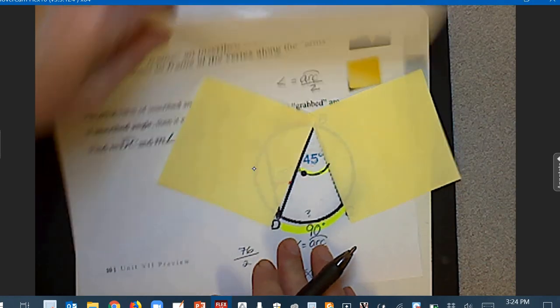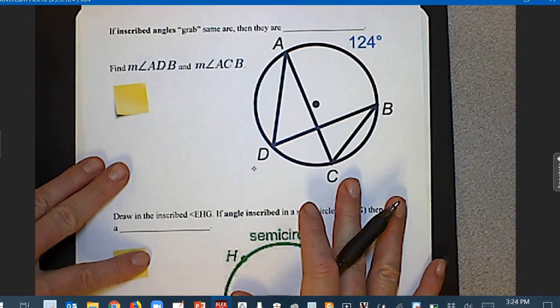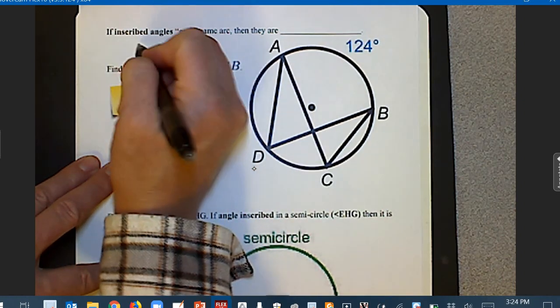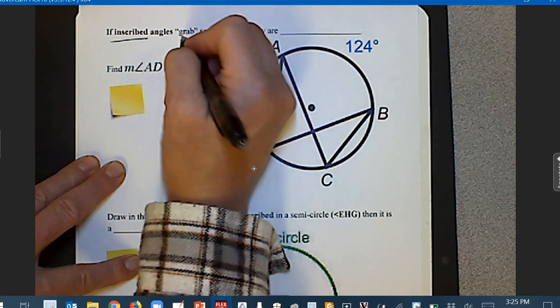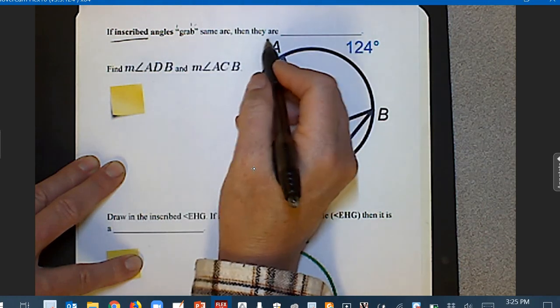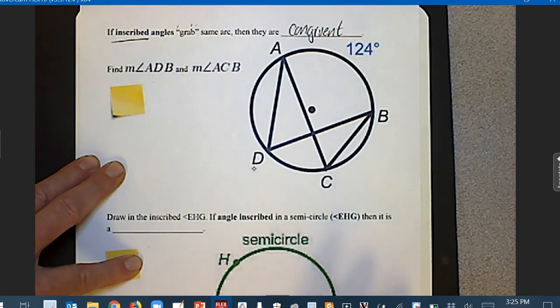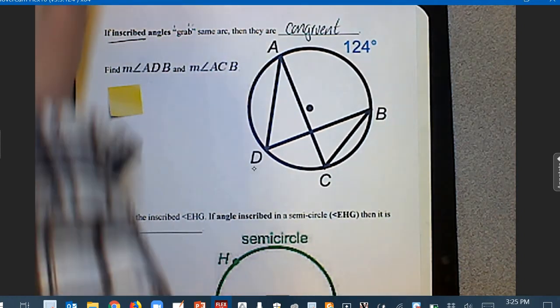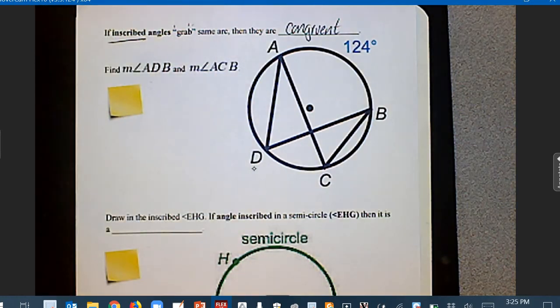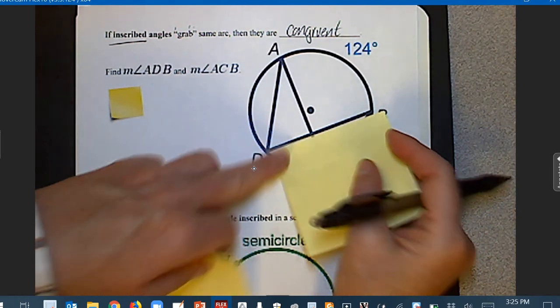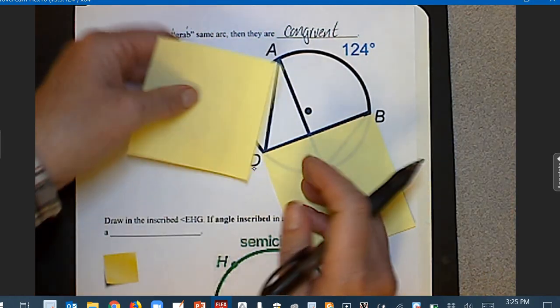Go to the next page. We're going to do this in real time because it's very important you see the physicality. So if inscribed angles grab, notice the quotes there, the same arc, they are congruent. Let me show you what I mean. I'd like you to frame up the angle ADB. So we're framing at D. Frame up the angle ADB.